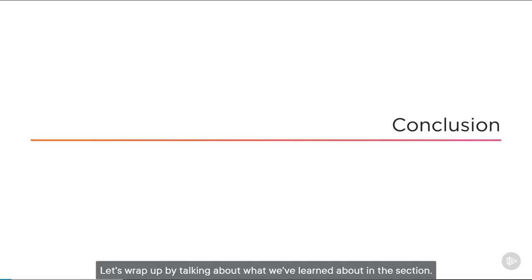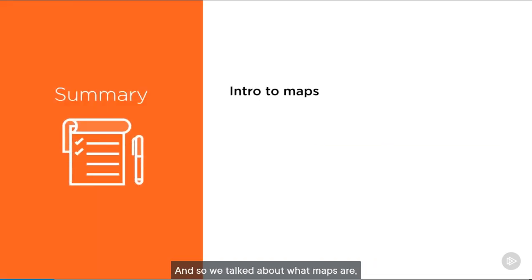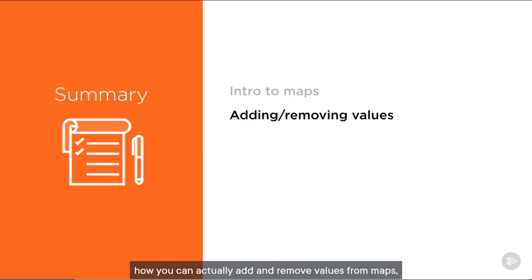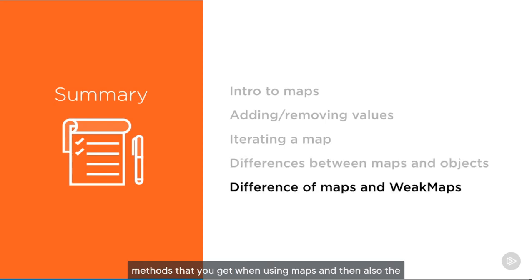Let's wrap up by talking about what we've learned in this section. First of all, we were introduced to maps. We talked about what maps are, how you can add and remove values from maps, how you can iterate through maps, and also the differences between maps and objects, the reason why you'd want to use maps, and some of the additional methods that you get when using maps. And then also the difference between maps and weak maps, what maps are and what weak maps are, and some of the benefits that you get with weak maps. That's really what we've covered.